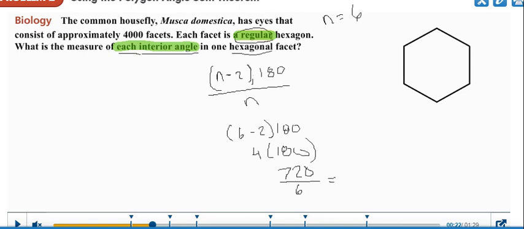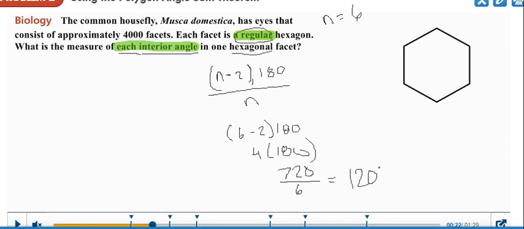So when I divide 720 divided by 6, I know that each angle in this regular hexagon is going to be 120 degrees. It's my same formula for the sum, but when I'm trying to find each interior angle for a regular hexagon, I would just divide it by the number of sides, which means that each angle right here is going to be 120 degrees, and they would all add up to 720.